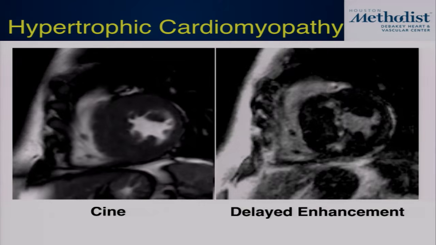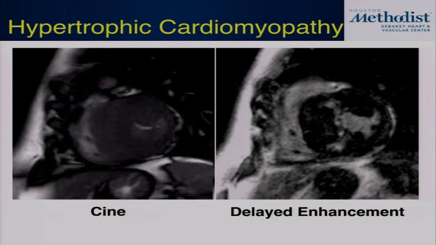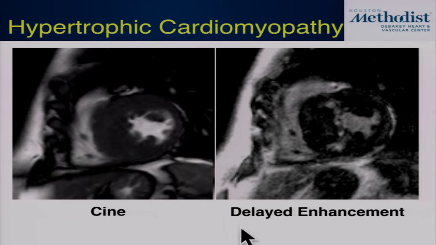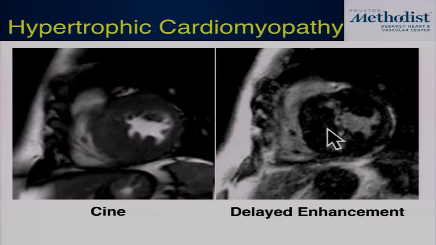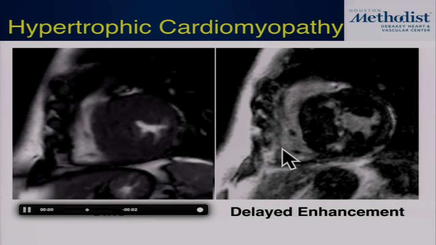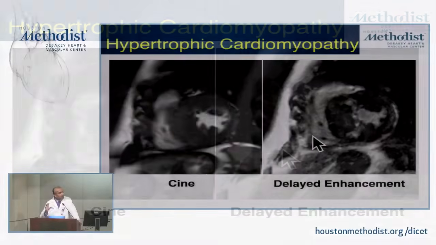But I think the other area where it's useful is when we give gadolinium contrast, and you notice there's hyperenhancement present in patients with hypertrophic cardiomyopathy. And again, what's the pattern though? This is not what you would see with coronary artery disease. It affects the anterior and RV insertion sites of the septum. And it generally tends to be in the middle of the myocardium.